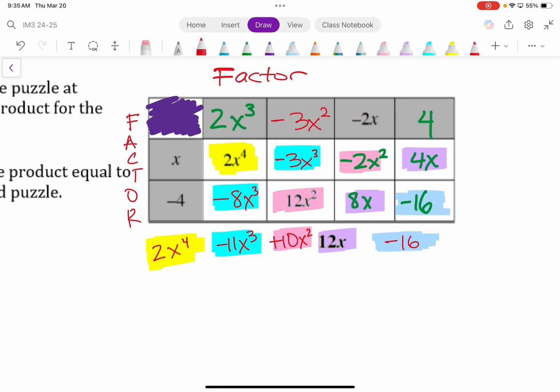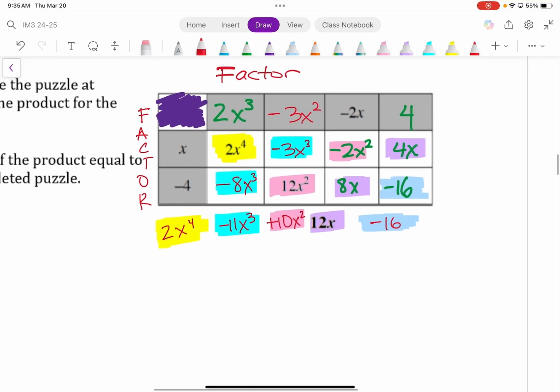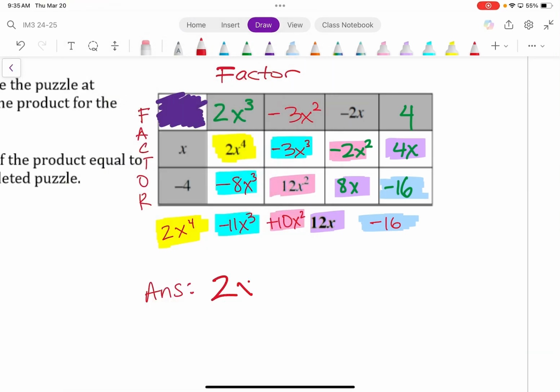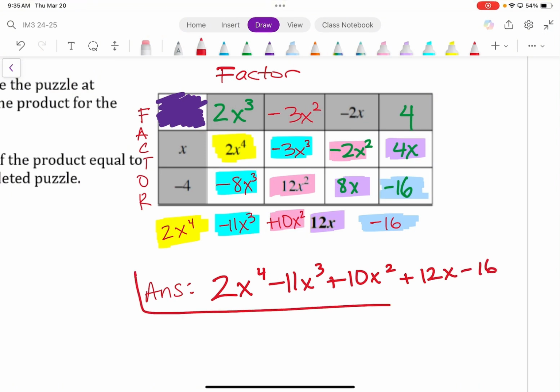Okay. So here I'm going to write out the answer. So I'm going to rewrite it just so you guys can see. Your answer is the statement 2x to the fourth minus 11x to the third plus 10x squared plus 12x minus 16. That is what your solution is. Okay?